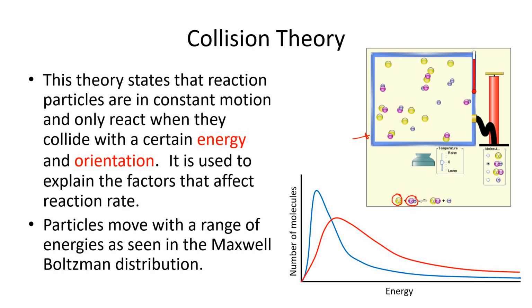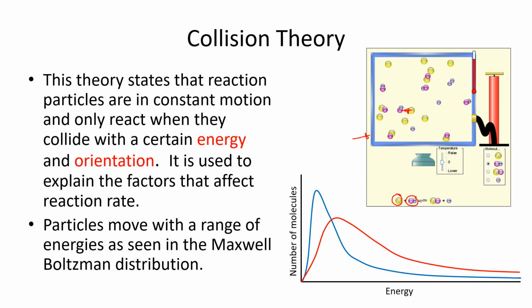A reaction's only going to happen when particles strike each other, meeting at a particular orientation. So this particle has to meet this particle. They have to hit each other with the right amount of energy, and they have to hit each other in the right orientation with respect to each other so that a reaction can occur, so that bonds can be broken and new bonds formed.